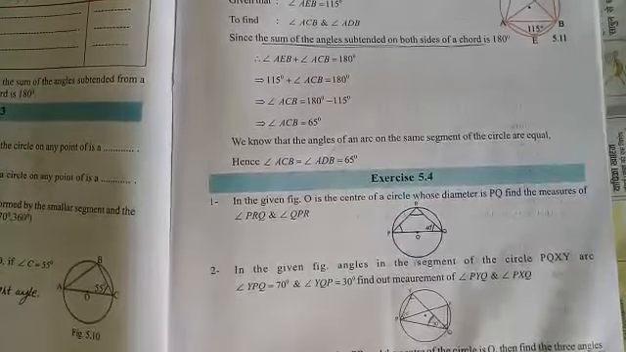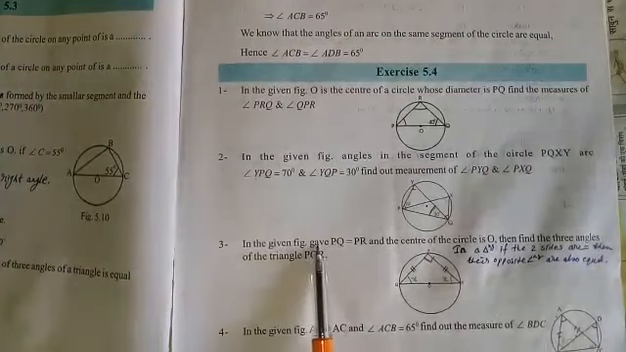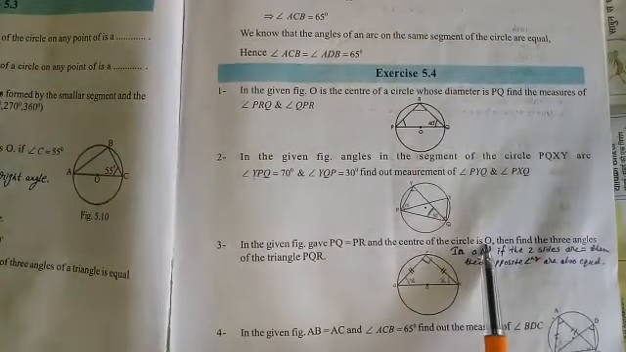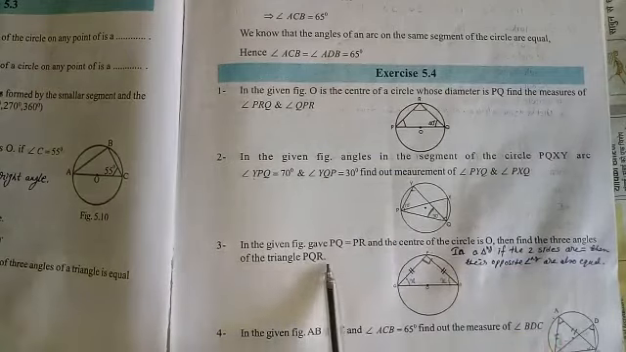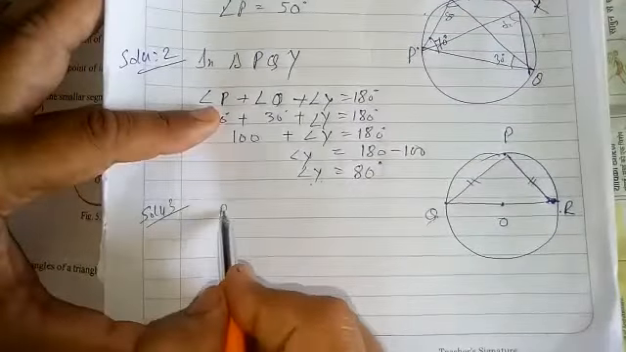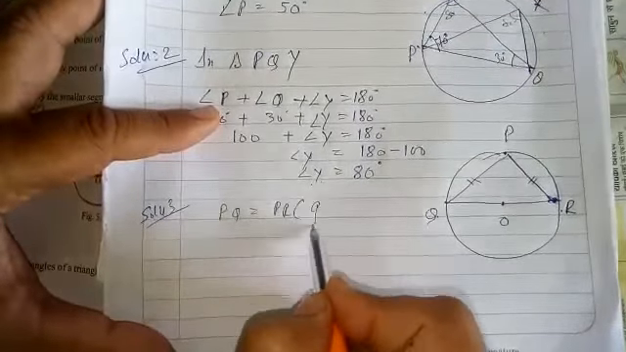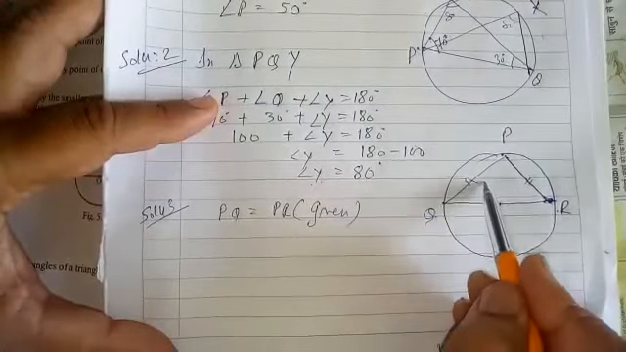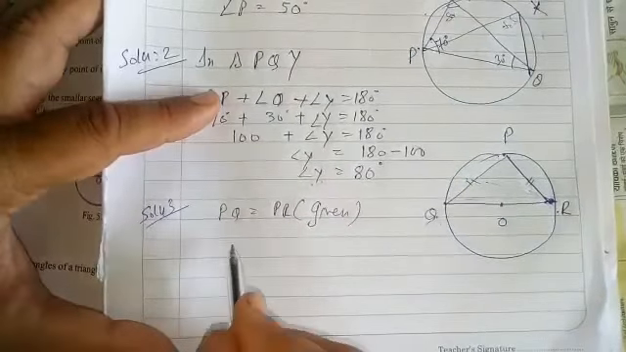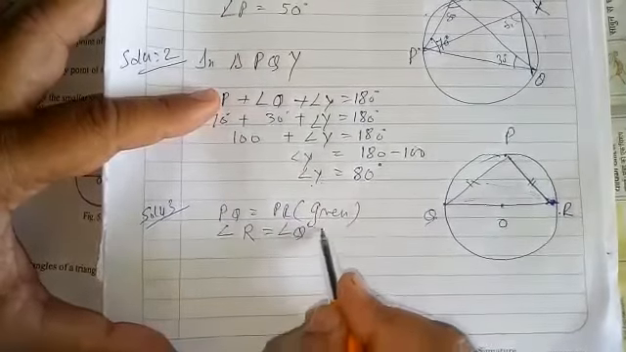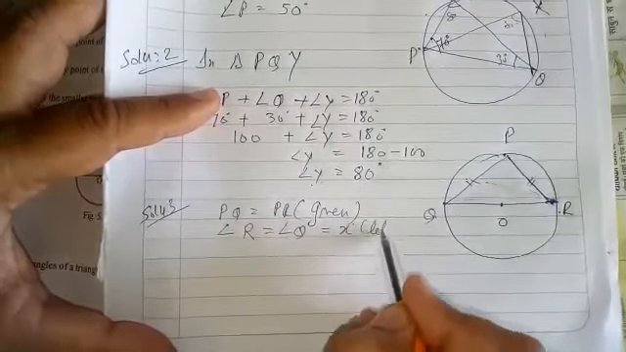Question number 3. In the given figure, PQ equals PR, and the center of the circle is O. Find the three angles of triangle PQR. This is a circle. It is given that PQ equals PR, which means these two sides are equal. If these two sides are equal, we can say the opposite angles are also equal. Therefore, angle R equals angle Q, both are equal. We will take it as X.